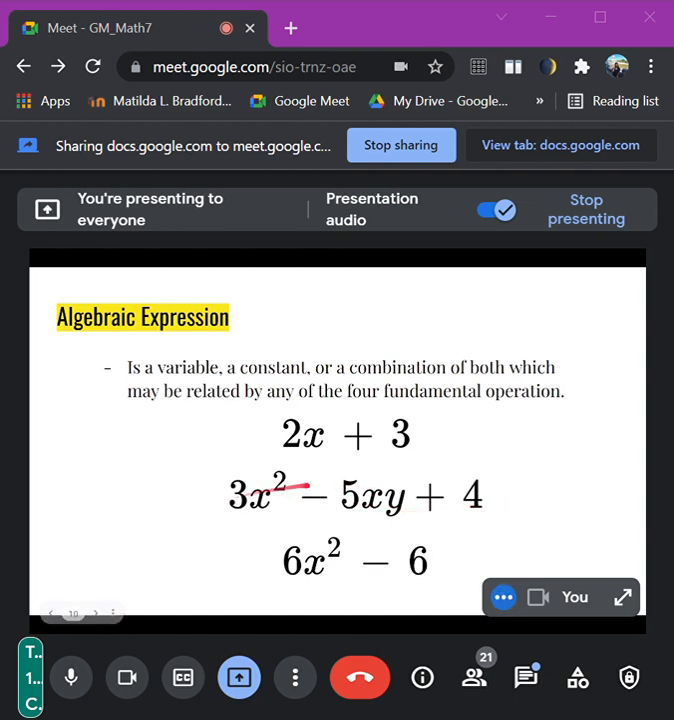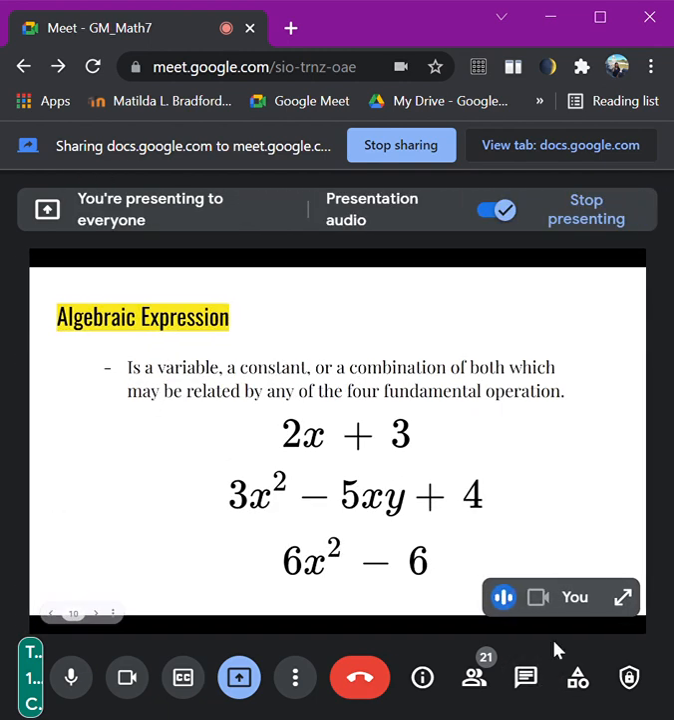For this one, how many terms do we see, class? You have there minus and then plus. So this one is the first term, this one is the second term, and this one is the third term. Meaning to say, this given here has 3 terms. We know the terms, class, because of the plus and minus signs. Once it is divided by the plus and minus signs, you count it. Nasabtan?